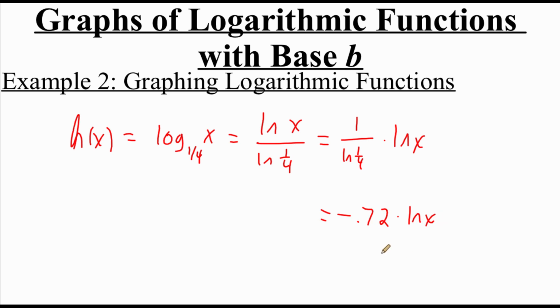So we've actually got a couple of things happening in here. Because there is a negative in front of my function, this is going to be an x-axis reflection. And because we're multiplying by a decimal that's smaller than 1, this is also going to be a vertical shrink.